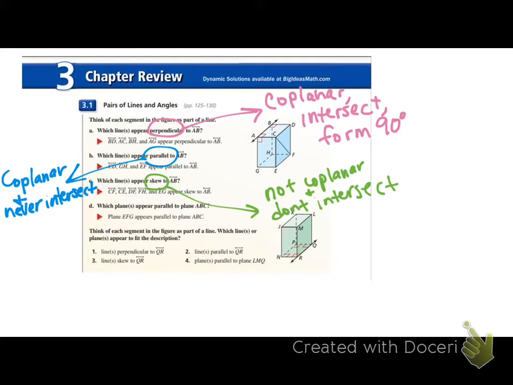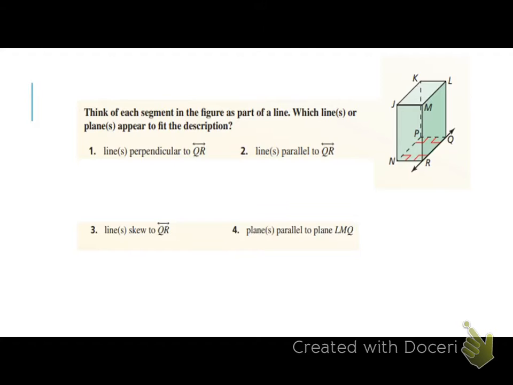So I'm just going to make the bottom portion of this bigger, like this. It says, think of each segment in the figure as part of a line. Remember that lines never end. The reason it tells you this is so you name it like a line. Which lines or planes appear to fit the description? So this one we're going to have a lot of answers because it doesn't say through a specific point like your quiz or test do.